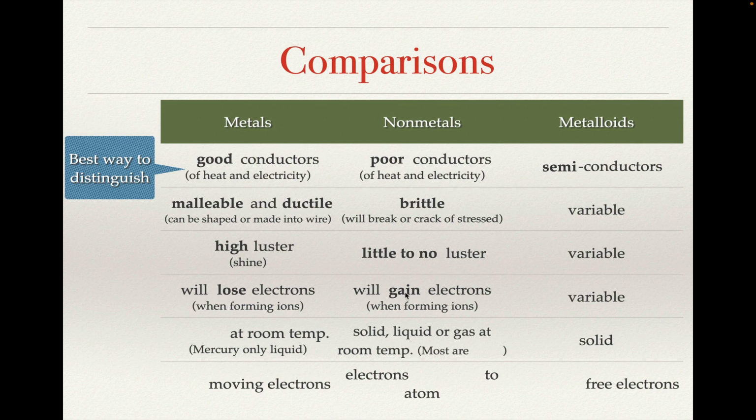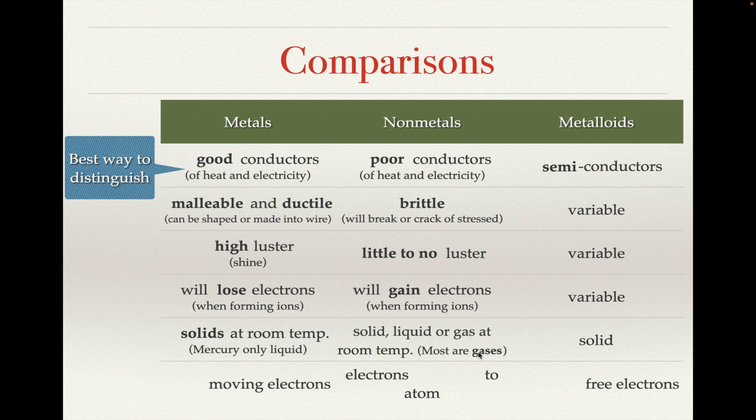Okay. Now, at room temperature, how do we normally find metals? Well, they're usually solids. Almost all of our metals are solid at room temperature. Mercury is going to be the only one that's a liquid at room temperature. Everything else is going to be a solid at room temperature. Okay. Non-metals are really variable. So non-metals can be anything from a solid, liquid, or a gas at room temperature, but most are gases. So at room temperature, most of the time we're going to find our non-metals in a gas state.